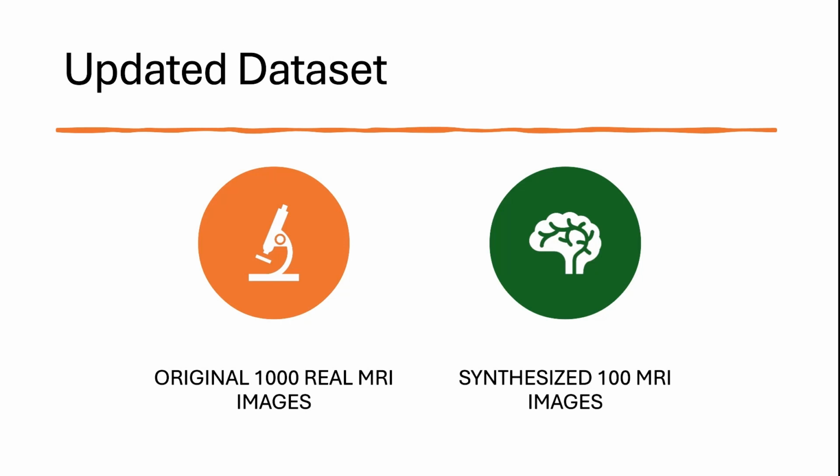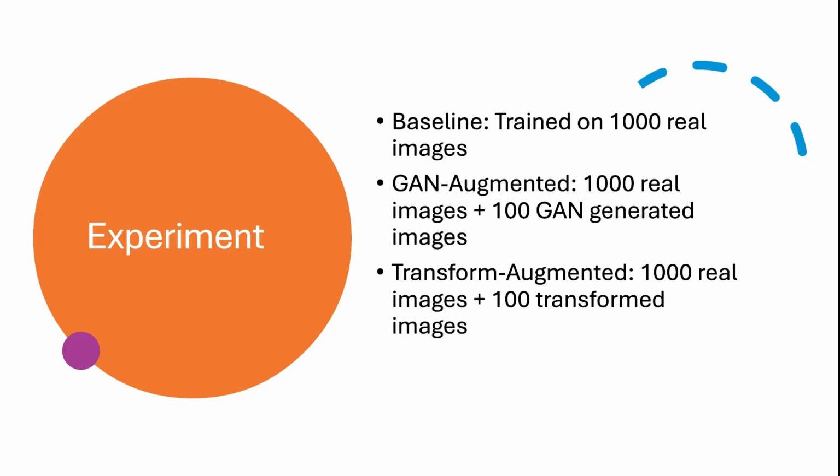For our datasets, we use 1,000 real images and synthesized 100 fake images for augmentation. Our testing dataset contains 150 images with tumors and 150 without. The baseline model was only trained on 1,000 real MRI images from the Kaggle dataset, while the GAN augmented model also had 100 GAN-generated fake images. The transform augmented model had 100 transformed images instead.